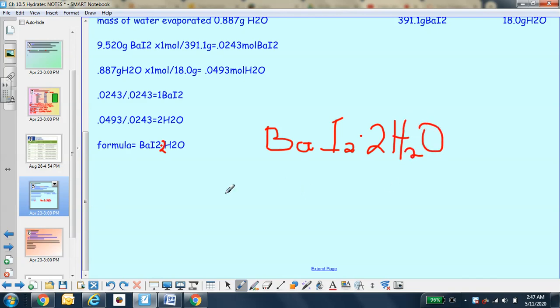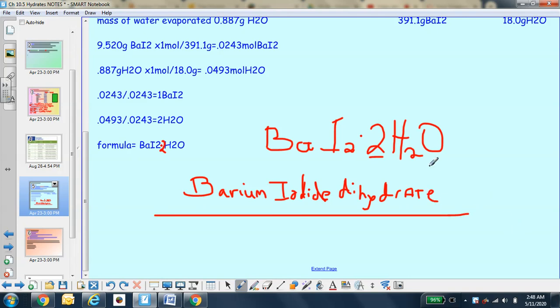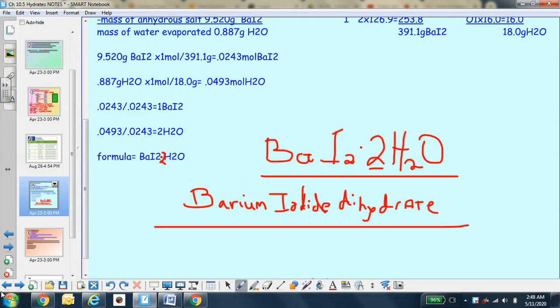Now we have to name it. Barium iodide dihydrate. Prefix for the 2 waters is di, and hydrate for our water. Okay, so that's the name and the formula that we were after, as if we did this in the laboratory.